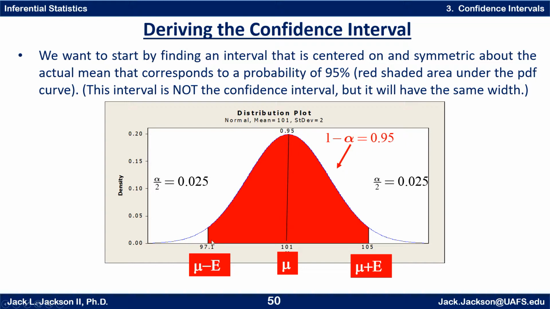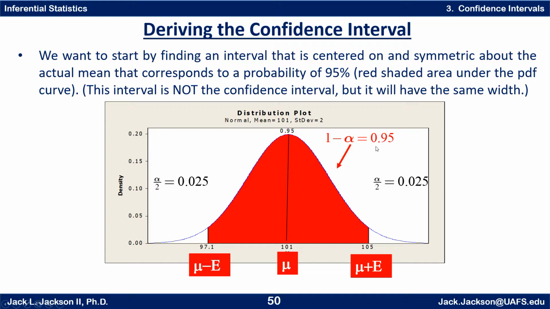Furthermore, notice that the probability to the left of this lower value, which we'll ultimately find out to be 97.1, is half of alpha. It's alpha over 2, or in our case, 0.025. The area to the right of this upper one is also alpha over 2, or 0.025. So the area to the left is 1 minus alpha over 2, which is 0.975.